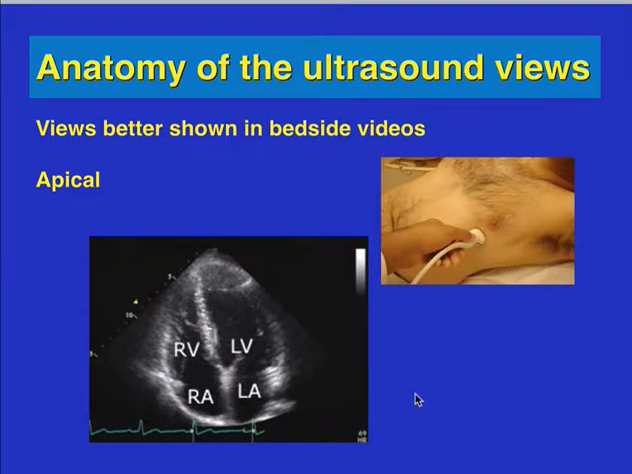Now this is one of the more difficult views to get, the apical, but once you get it, you can see the best relationship between the right ventricle and left ventricle. Also, because the blood flow is parallel to the probe in this position, you get the most accurate measurements. Although we don't make all the measurements for mitral valve regurg or tricuspid regurg, it is very important to know that when your probe is parallel to the blood flow, that is the most accurate.